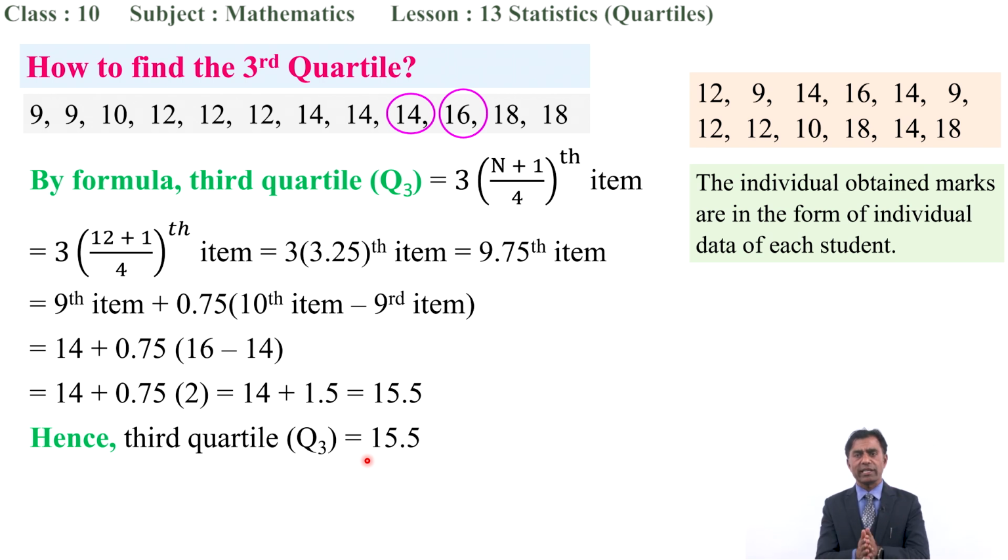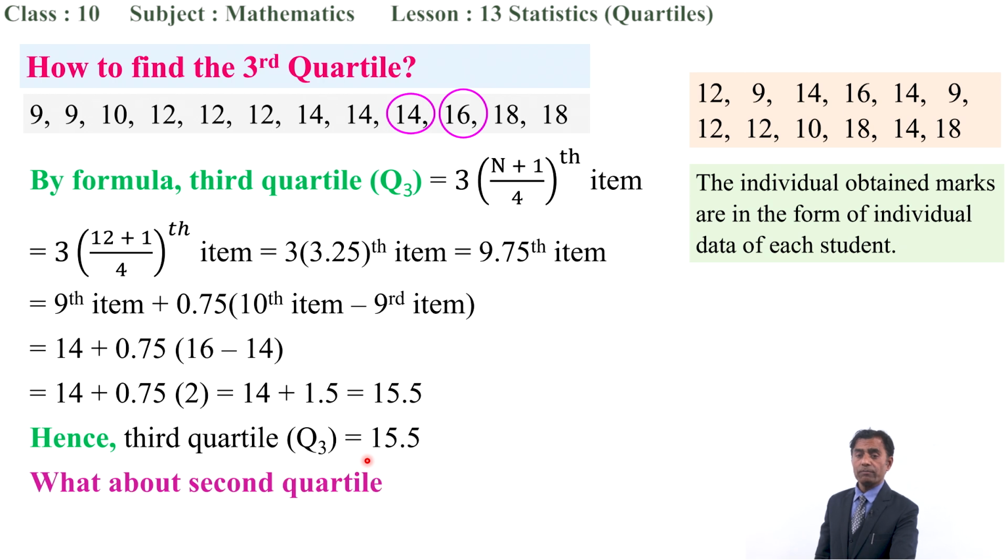So that is how we find the first quartile and third quartile in individual data. After that, can we change the given individual data into discrete data? Can we group them? How many of them got 14? How many of them got 12? So let's change it into discrete form. Here is one more question: what about the second quartile Q2? Can we find the second quartile Q2?